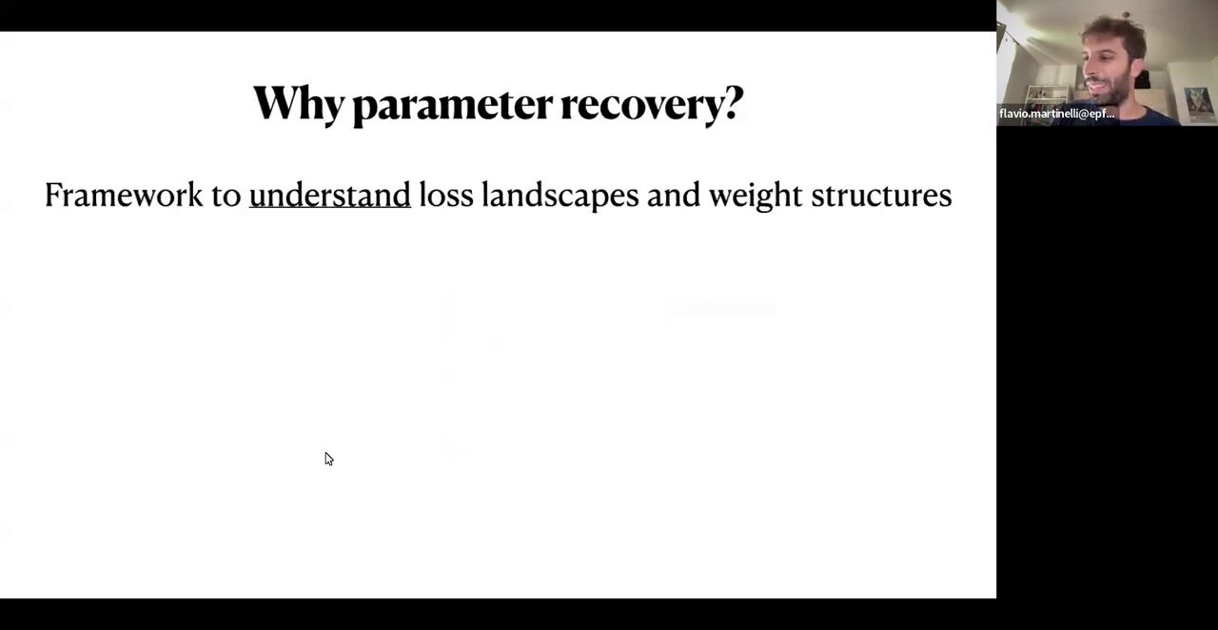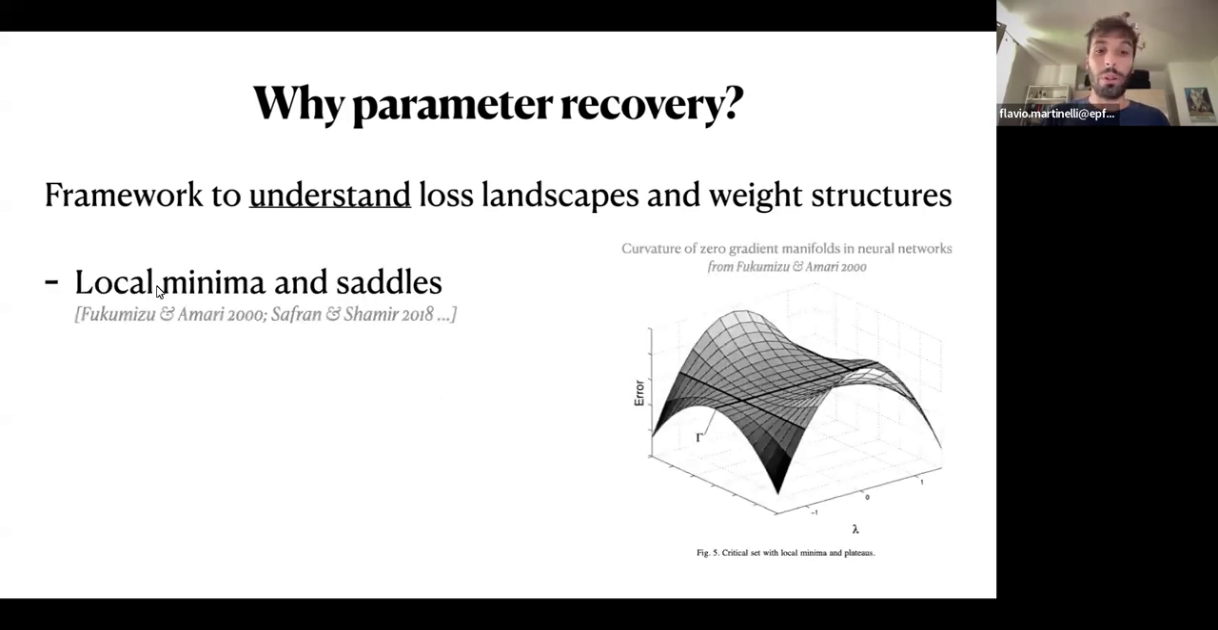But first, let me start with some motivation about why we are interested in parameter recovery. I think it's a great framework to understand loss landscapes and weight structures, both from a theoretical point of view and from a numerical point of view, where you can do experiments and really verify whether your understanding is actually correct. Throughout this talk, I will touch on a few key concepts of loss landscapes that people might be interested in, and there's lots of literature about them. Something about local minima and saddles that we can understand from this setup.